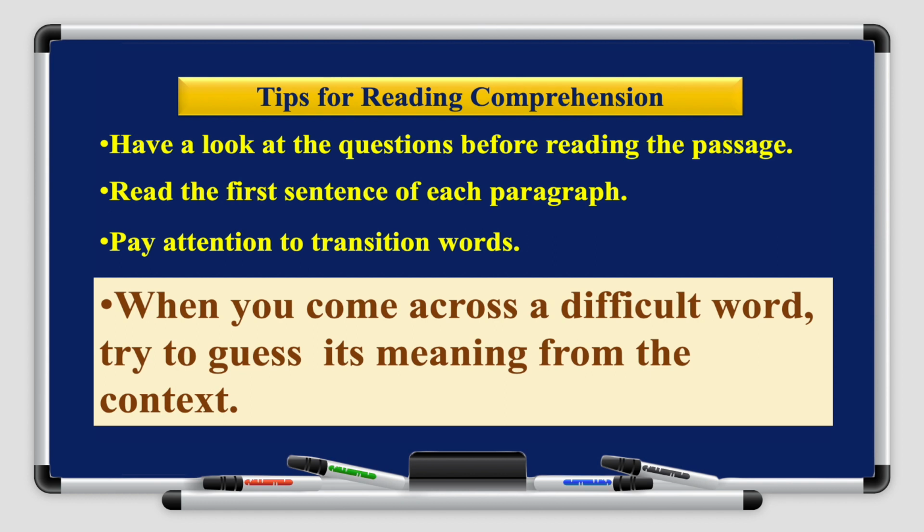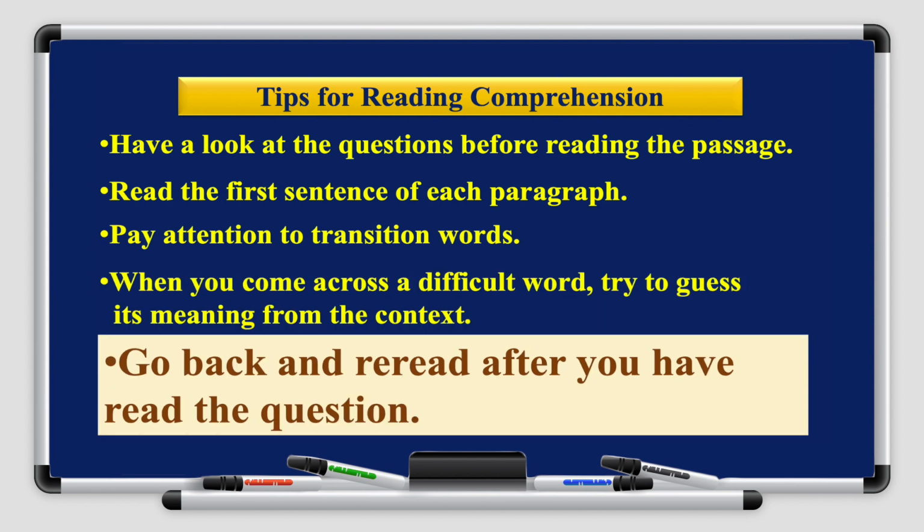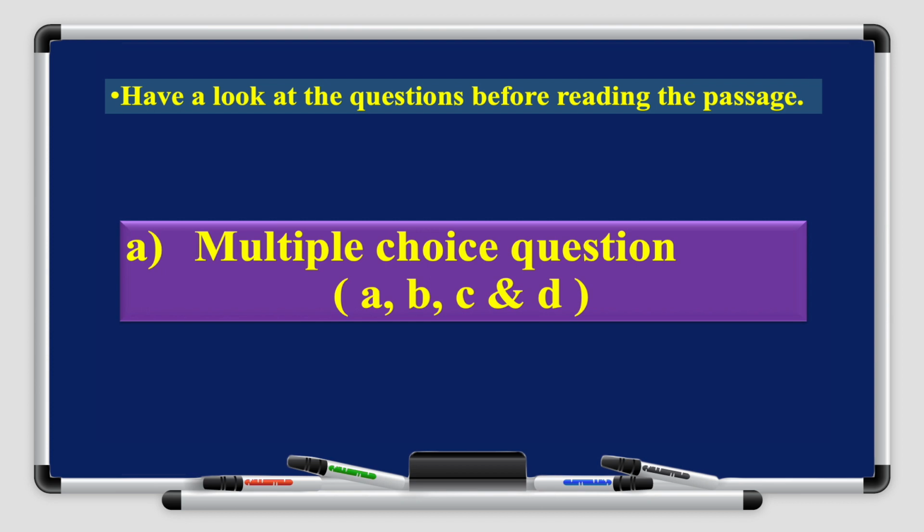As you can remember from the previous episode, if you have a difficult word, you have to read the sentence itself to figure out the meaning of the whole sentence and the word in particular. Go back and reread after you have read the question, which means double check your questions and answers. Now we are going to have a look at the questions before reading the passage.